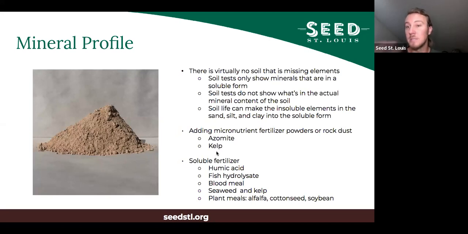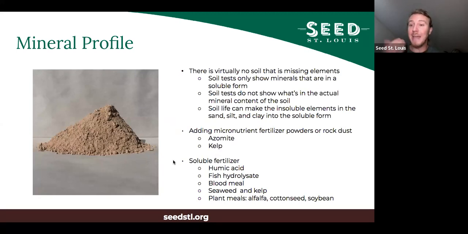And kelp is also similar. It has a pretty broad range of micronutrients. So either one of those, azomite or kelp meal, can be a good kind of general thing to add to your soil just to make sure that you got everything. Because soils, especially in urban environments, have been very abused for a long time. It is entirely possible that there are micronutrients missing. So those are some good things that you can add.